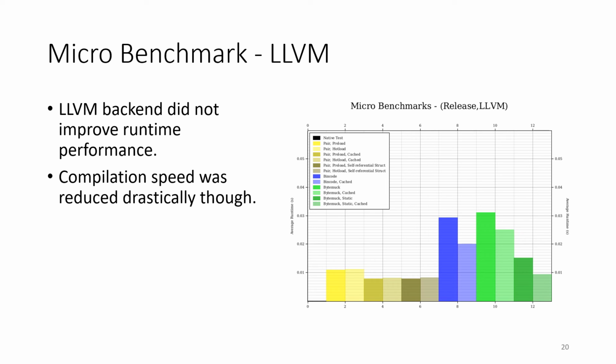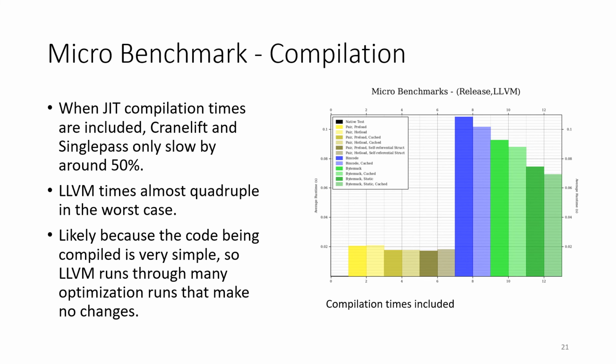Compilation speed was drastically reduced, however, which can be seen on this graph here. Once we include the compilation times, LLVM almost quadruples its times in comparison to the Cranelift and Singlepass, which only slow by around 50%. Notice the difference in scale. We also notice that the BinCode version is much more complicated to compile as it falls behind all the other implementations. This makes sense because it's doing full serialization and deserialization instead of just passing bytes around. Unfortunately, this compilation time increase doesn't manifest any performance improvement because most of the LLVM's optimizations do not apply to the simple code in this test module.